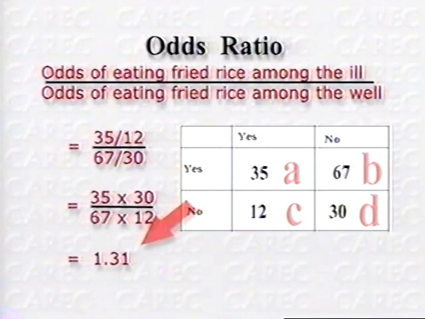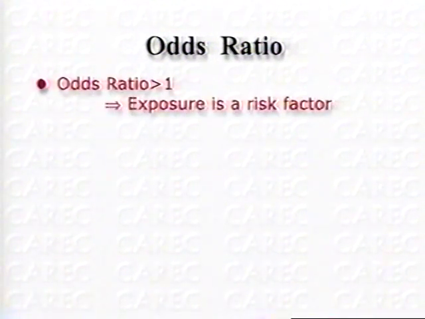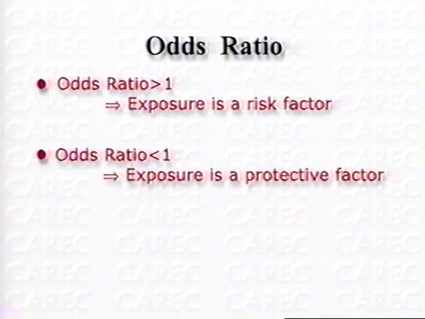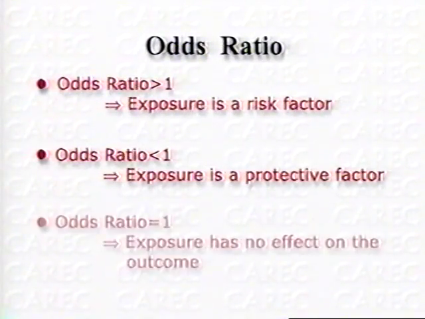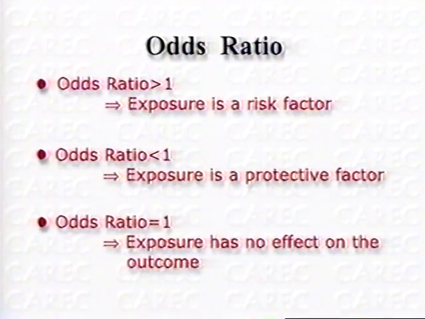So what does this figure of 1.31 mean? It means that those who got ill were 1.31 times as likely to have eaten fried rice as those who did not get ill. If an exposure, such as eating fried rice for example, has an odds ratio of greater than 1, then it is considered a risk factor for the illness under investigation. If an exposure has an odds ratio of less than 1, then it is considered a protective factor. And if the odds ratio is equal to 1, then the exposure has no effect on the outcome. It is neither a risk nor a protective factor.